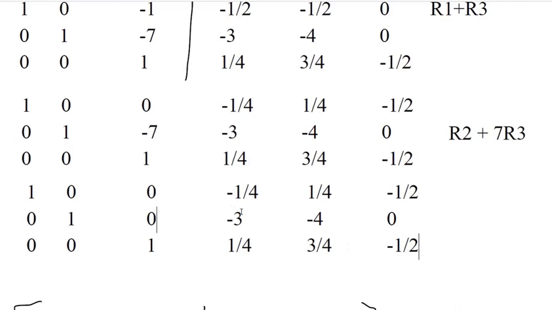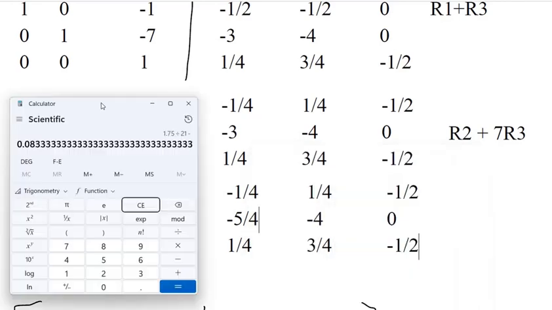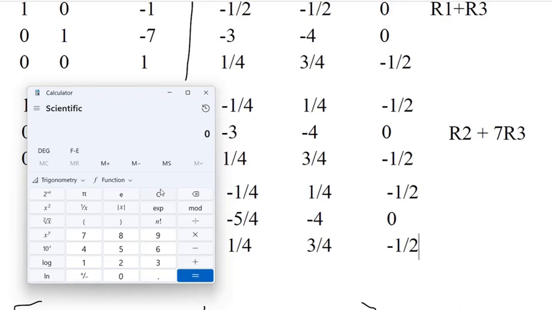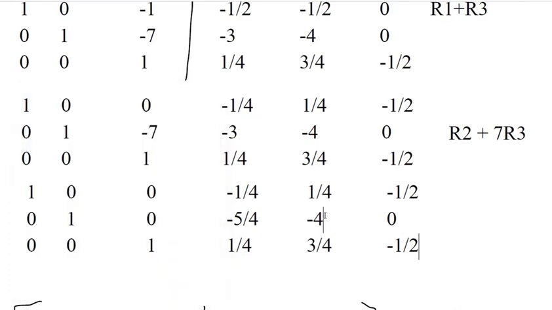7 times 1/4 is 7/4. Oh, this is going to be tricky. So that's negative 3 is negative 12/4 plus 7/4. That's negative 5/4. 7 times 3/4, that's 21/4 plus negative 4, even tricky. So that's negative 16 over 4 plus 21 over 4. I can't juggle that in my head. 21 minus 16. That can't be right. Yeah, that is right. I should probably write this out by hand, but I'm doing it the bad way. So I got 5/4. And then 7 times negative 1/2 is negative 7/2. So this would be negative 7/2.